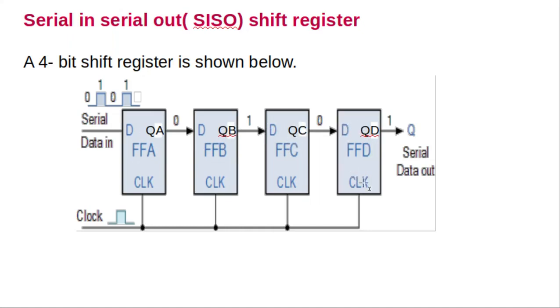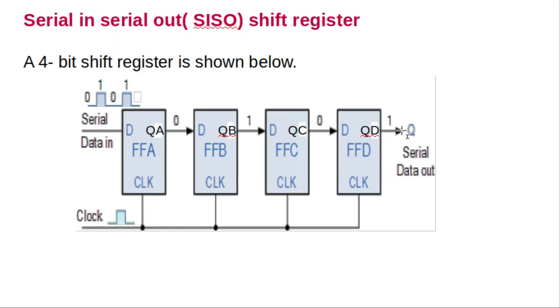This is the way of connecting, and the clock pulse is connected to all the 4 flip-flops separately. So when we apply a clock pulse, the pulse will be reaching the clock input of all the D flip-flops at the same instant. And to take the data out from the shift register, we have this output pin, and that output pin is the Q output of the last flip-flop. So this is the connection.